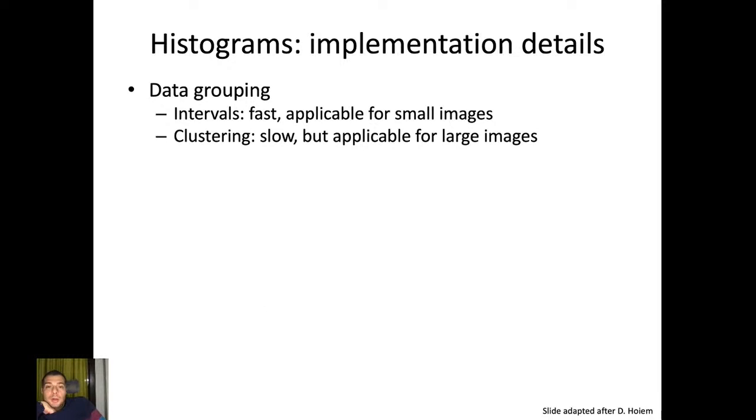Okay, so a few details about implementation. There are a few parameters when we use color histograms.